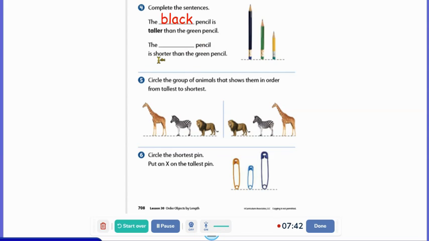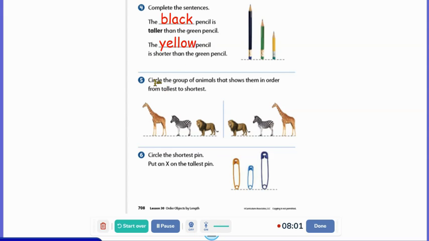The blank pencil is shorter than the green. So going back to the green, which pencil is shorter? Excellent, the yellow pencil. So the yellow pencil is shorter than the green pencil.